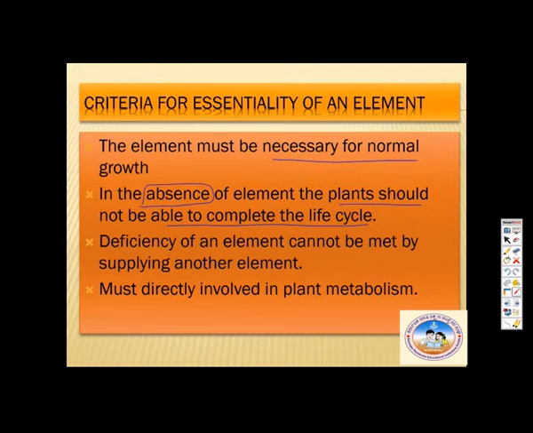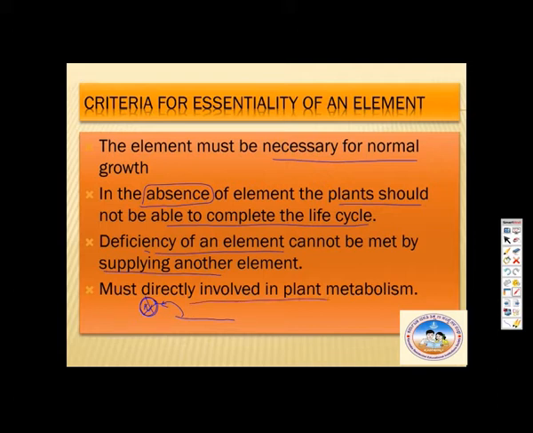The deficiency of an element cannot be met by supplying any other element. That is to say, imagine I remove nitrogen. The nitrogen property shouldn't be supplied by any other element like sulfur, potassium, or calcium. Nobody else should supply what nitrogen is supplying. Am I clear to you? Moving on to the next one: it must be directly involved in plant metabolism. Where should it be directly involved, children? In the plant metabolism.